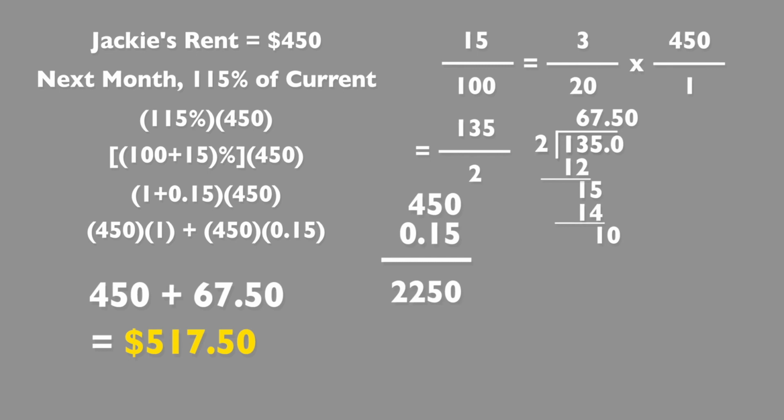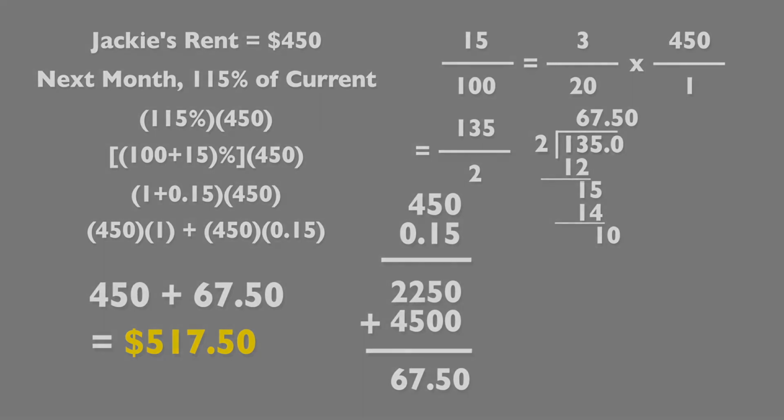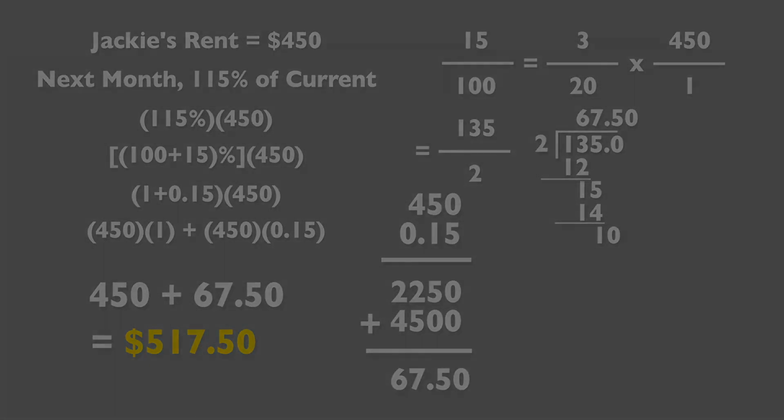Then 1 times 0 is 0. We add our 0 and then move it over to the left one place. 1 times 5 is 5. And 1 times 4 is 4. Add those together, we get 0, 5, 7, 6. 2 decimal places in the 0.15 gives us, again, $67.50. And then if we add, again, we get the $517.50, which is what Jackie's rent will be next month.